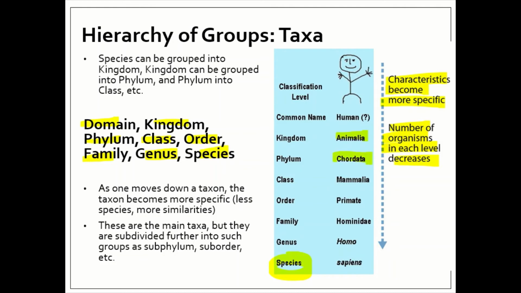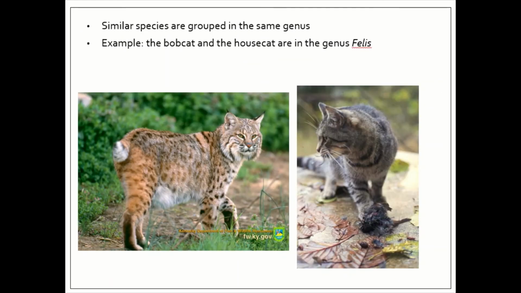We are chordata, which means we have a spinal cord. We are mammals, primates, hominid, Homo sapiens. And so that's our entire classification using your kingdom, phylum, class, order, family, genus, and species. Let's just look at a couple of exercises.